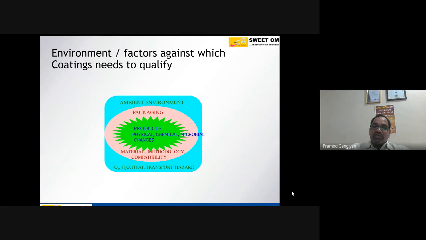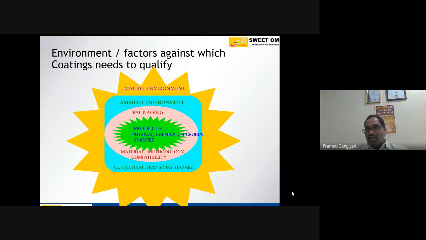And then there are transportation hazards. So this packaging has a product inside. So there is a threat of physical, chemical, and microbiological changes. And outside, there are threats from oxygen, moisture, heat, and transportation hazards.